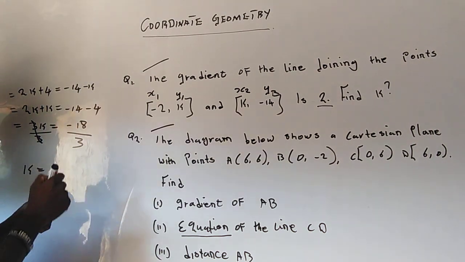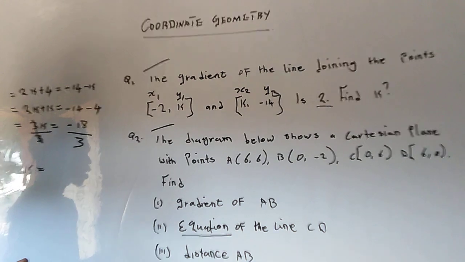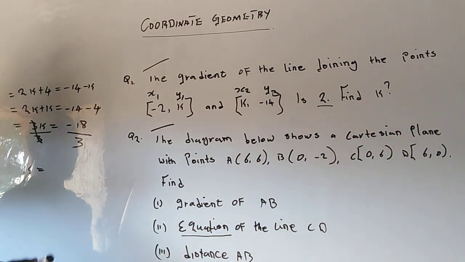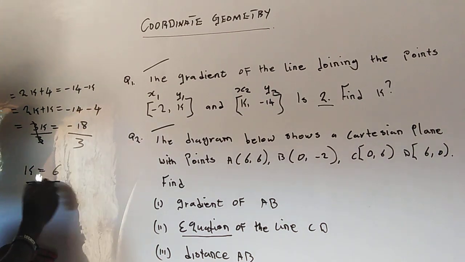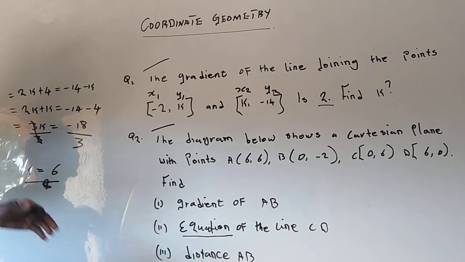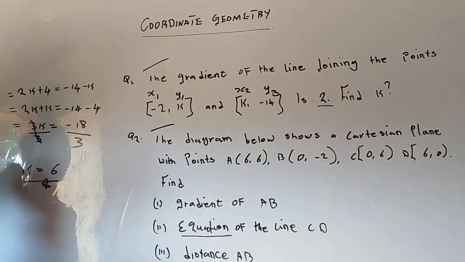k is equal to, how many times can 3 go into 18? So say 3, 6, 9, 12, 15, 18, something like 6. Yeah, it's 6. So this is my value of k. Okay, so my k is 6. So this is how you come up with the value of k.